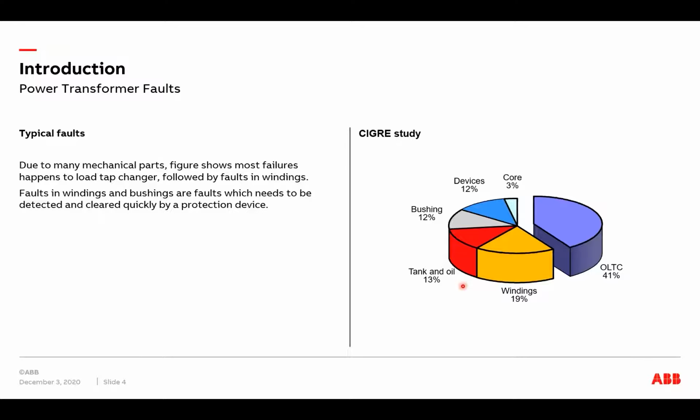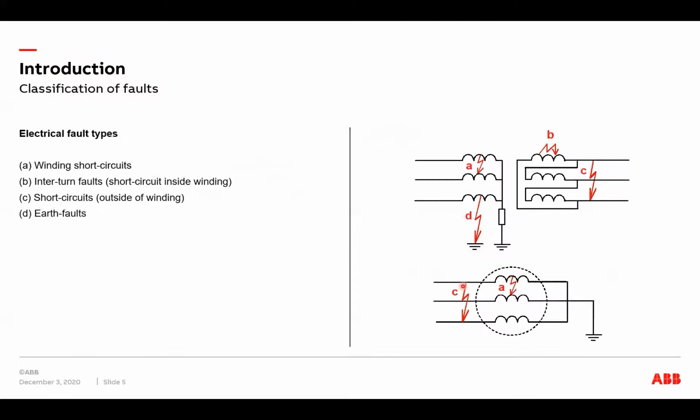So what we need to have then is a protection device that can detect and clear these faults quickly. Let's then take a look at what type of electrical fault types we can expect to have inside the power transformer. So first of all, we can have winding short circuits. That means flashovers between windings.